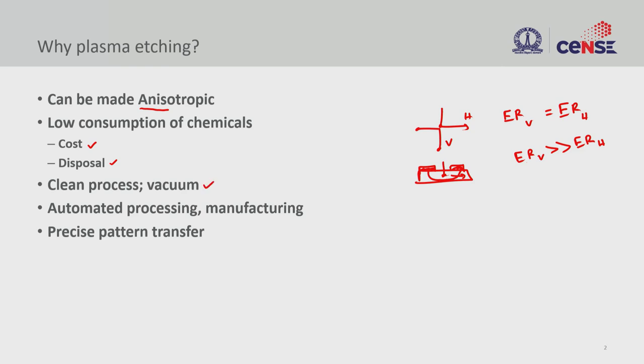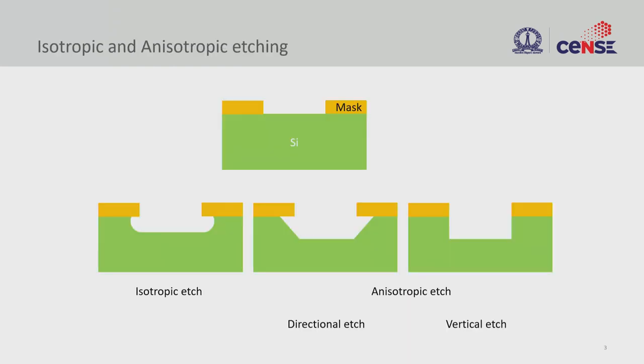It is also a clean process because it happens inside a vacuum, so we can be assured about the contamination, and we can automate the whole process, so we can employ this in manufacturing as well. And as I mentioned, when you can make an anisotropic pattern, the pattern transfer can be very precise. This is the isotropic and anisotropic etching we explained in the last slide.